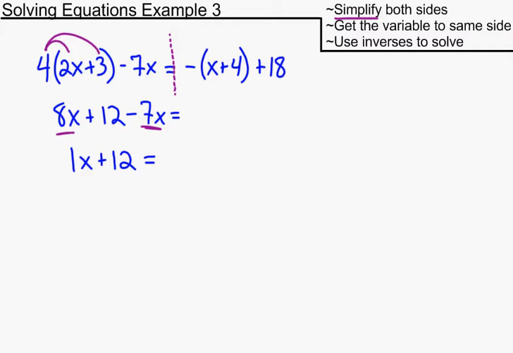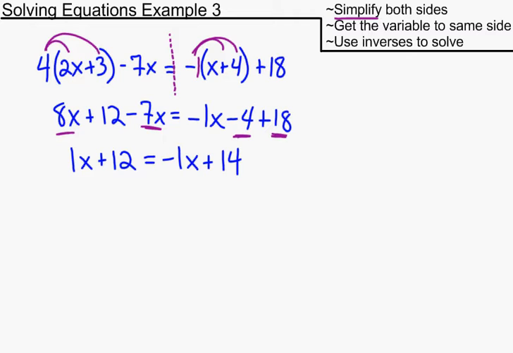Now let's look at the right-hand side. That negative sign is really a negative 1 that I'm distributing to both of those pieces. So I have negative 1x minus 4 plus 18. I can combine like terms. This time it's the numbers that I can combine. So I get a negative 1x, combine negative 4 and positive 18 gives me positive 14.